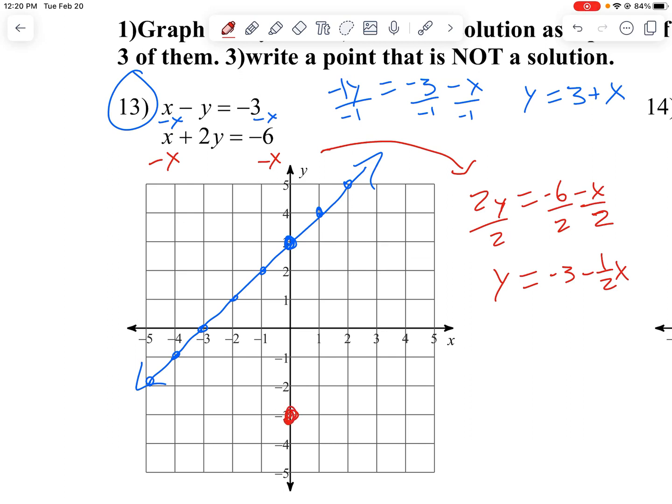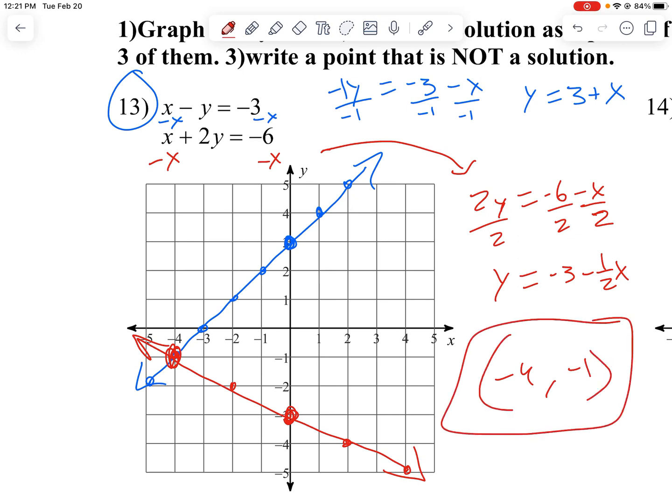My slope of -1/2 means down and right. So I'll go down 1, right 2, down, right 2. I can also go up and left, and we get this. And now I found the point where these two meet up, which is at -4, -1. And voila, I found my point.